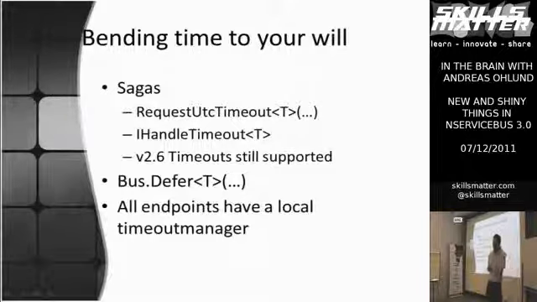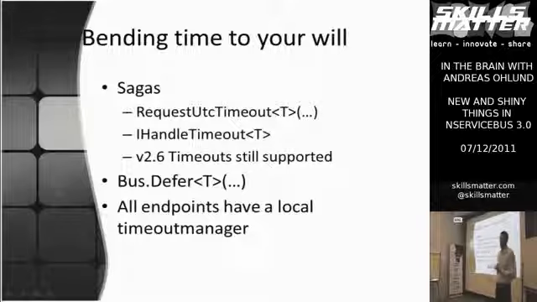The API is pretty much the same as in 2.6 with a couple of minor tweaks. You still request the timeouts by using RequestUtcTimeout. We put UTC in there because we had a bug, so we had to create a new method. That's why we have UTC in there. Because if you don't use UTC times and you have servers that span different time zones, I promise you that there will be trouble.